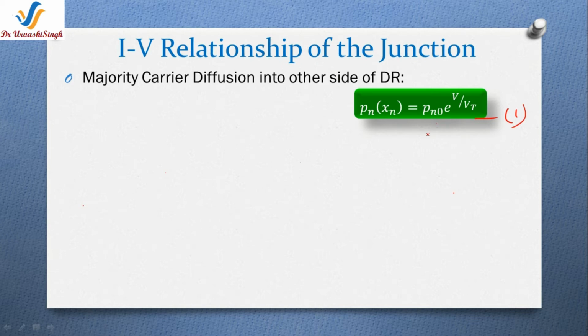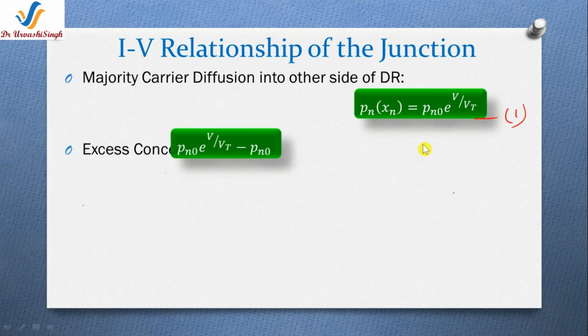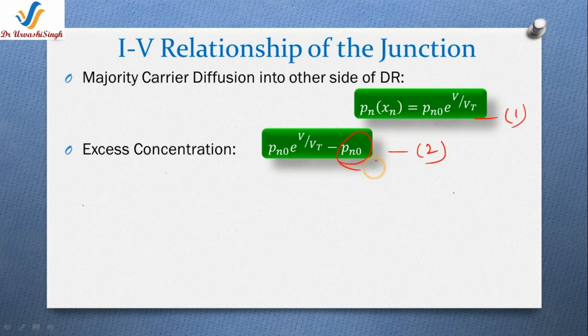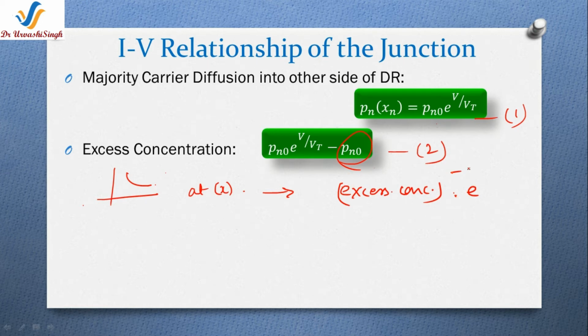So what is the excess concentration? It is given by equation 2, because this much is already existing in the N side, and this excess concentration will decay exponentially due to the recombination process. So at point x, the excess concentration is given by the excess concentration multiplied by exponential of minus (x minus xn) upon LP, because this decay in the count of holes will depend on the diffusion length.